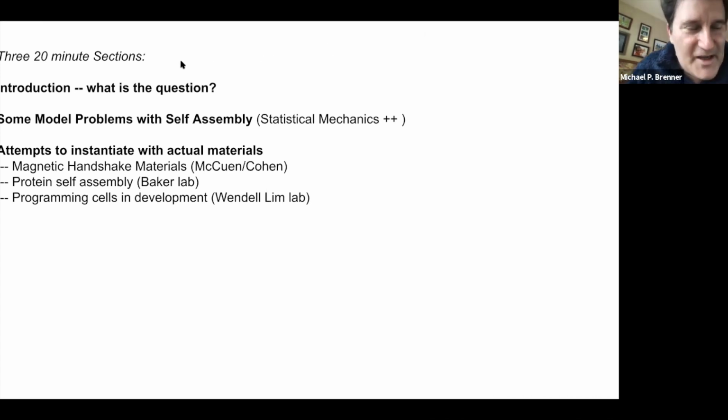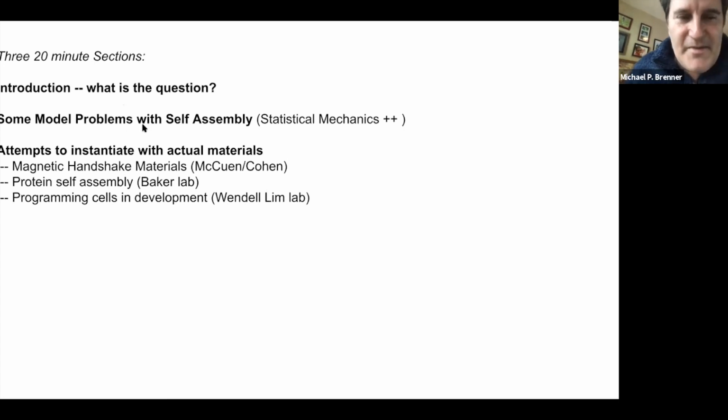So I was told that I should prepare this as three 20-minute sections, and this is supposed to be pedagogical and for students. So I'm going to do my best to do that. My three 20-minute sections, and I should look at my clock so that I don't violate this, are the following. The first section is basically going to be the introduction. I'm going to discuss what the question is, at least the way we formulated the question. You, of course, can criticize any aspect of this, but that's what I'm going to do in the first 20-minute section.